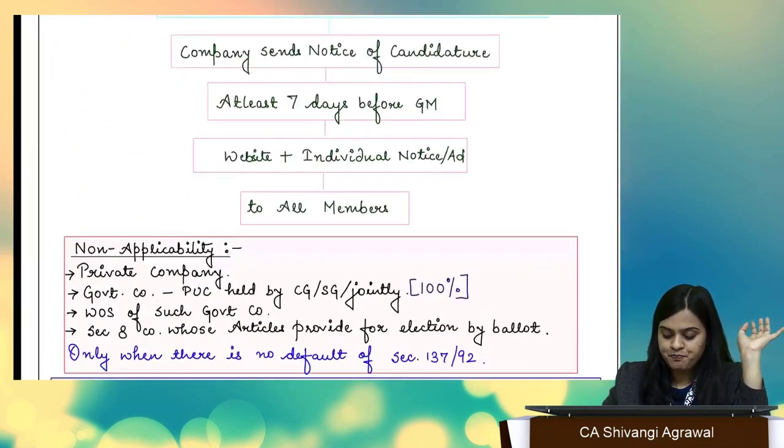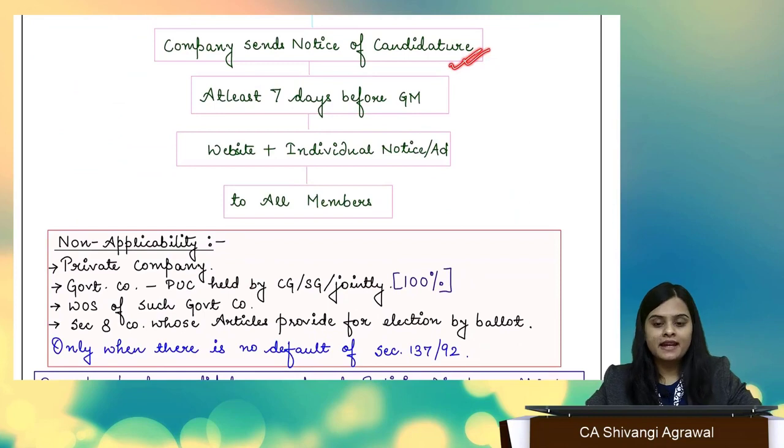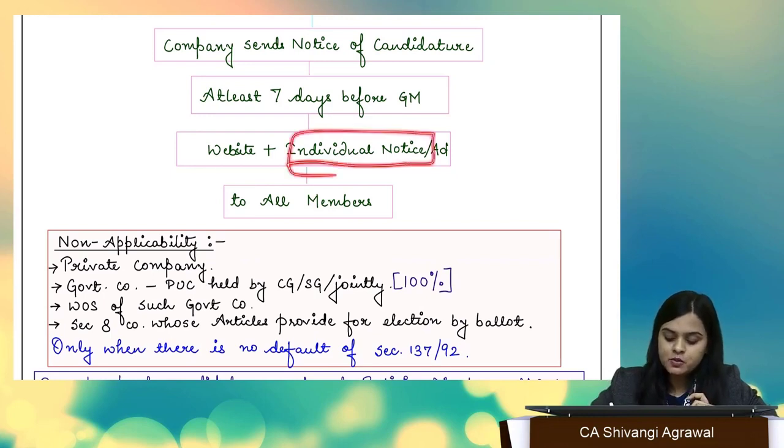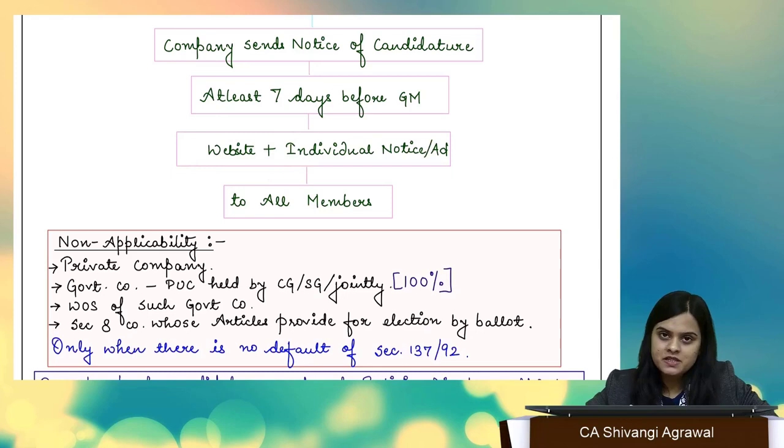What does the company do? The company sends this notice of candidature at least 7 days before the general meeting to all the members. It can be done by sending individual notices or a public advertisement in 2 newspapers, English and vernacular. And it also has to be placed on the website of the company. Fine. So all the members receive this notice that someone has been proposed to be a director. At the annual general meeting, simply by passing an ordinary resolution, they can appoint the director, or if the resolution is not passed, the person will not be appointed.